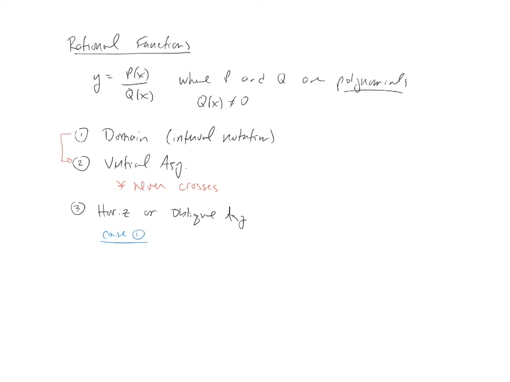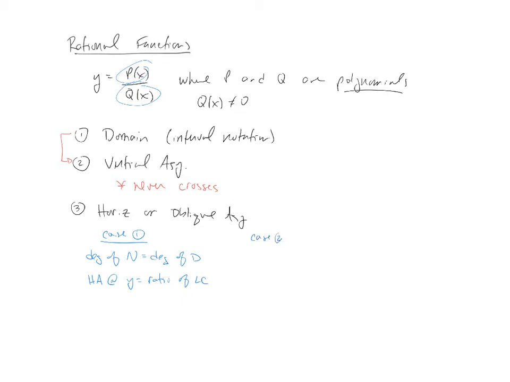Now, if you remember from the definition, p and q are both polynomials. So polynomials have degrees, and we're going to compare the degree of the numerator with the degree of the denominator. So in case one, we're going to say that the degree of the numerator equals the degree of the denominator. If this is the case, then you have a horizontal asymptote at y equals the ratio of leading coefficients. We'll look at an example of that here in just a second.